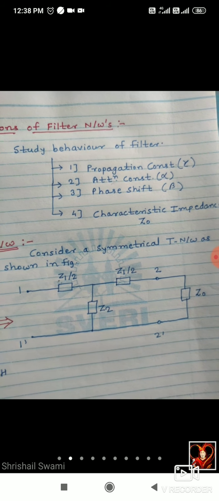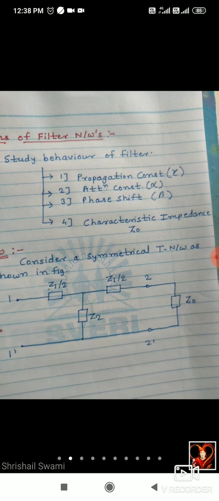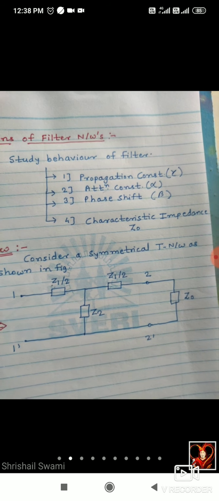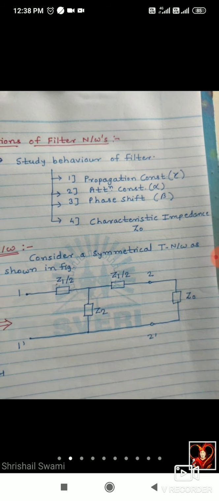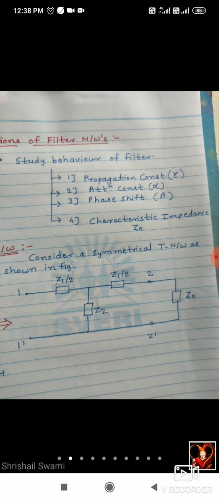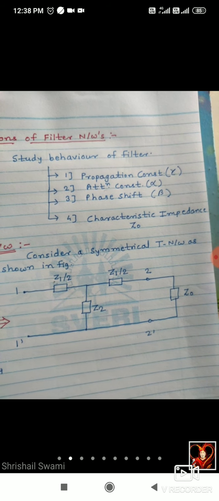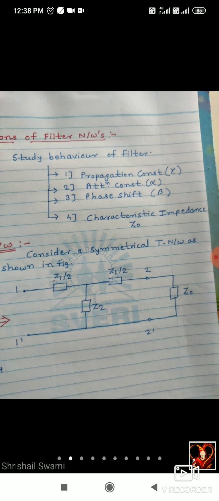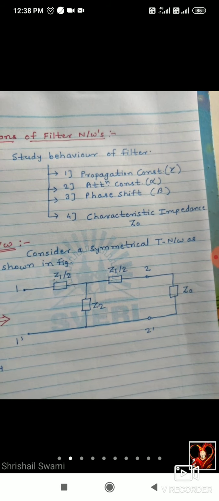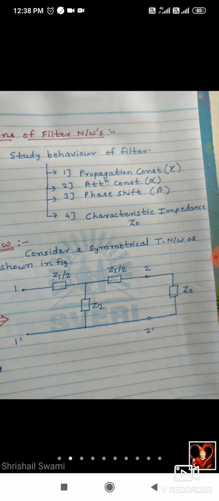The third point is phase shift, measured by beta. Phase shift means: what is the phase at the input, and what is the phase at the output? We have to cross check that. If there is any change or difference, then that can be measured with the help of phase shift.